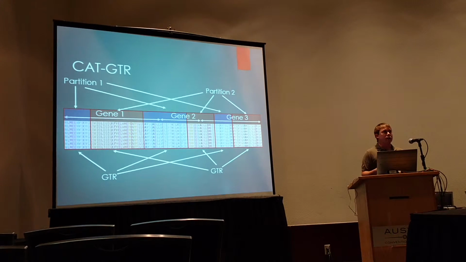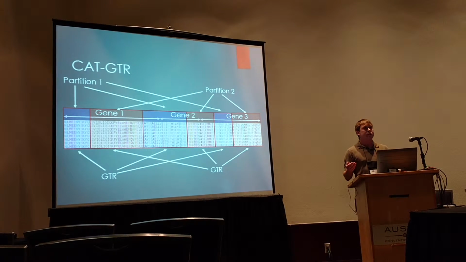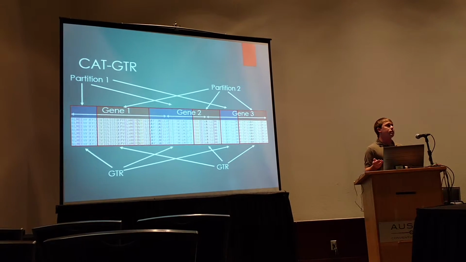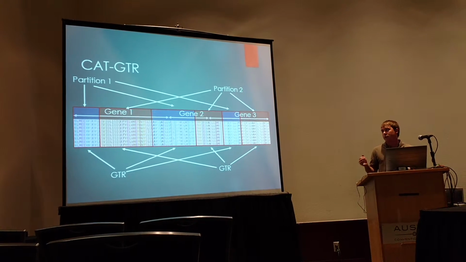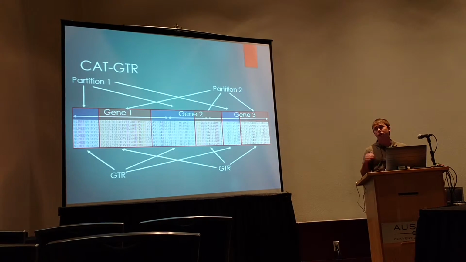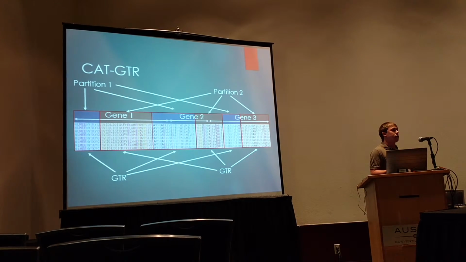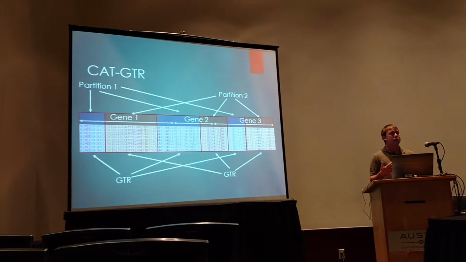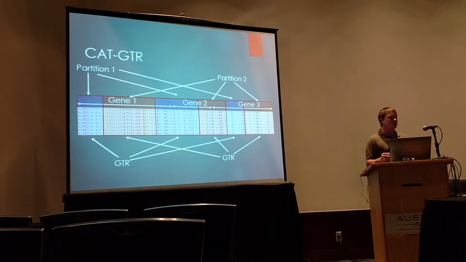I think generally people recognize that CAT-GTR is probably more realistic and arguably more accurate than CAT-F81, but the problem is that it's very computationally inefficient. So people use CAT-F81 as a faster method when CAT-GTR won't converge.